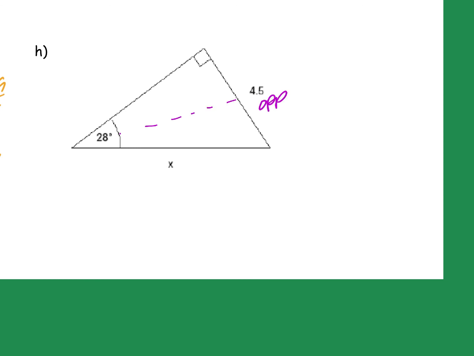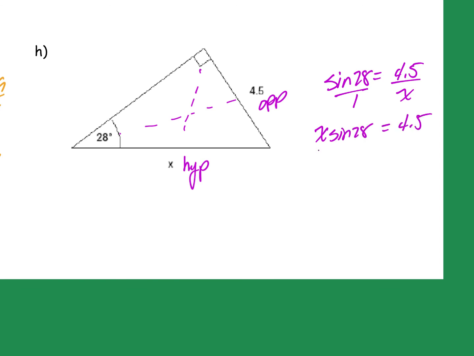Here's the side opposite. Here's the hypotenuse. So sine of 28 equals 4.5 over x. So x sine of 28 equals 4.5. Divide by the sine of 28. X is approximately going to be equal to 9.6. Okay, questions? You guys haven't asked any questions all day, so I'm assuming you don't have any now. Okay. So you have 10 questions.